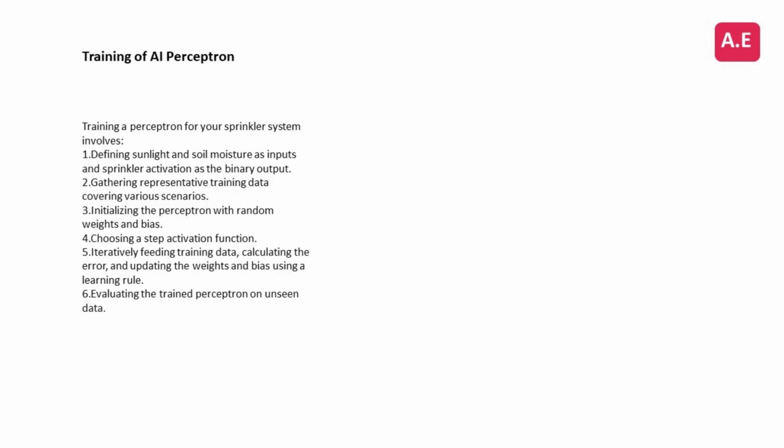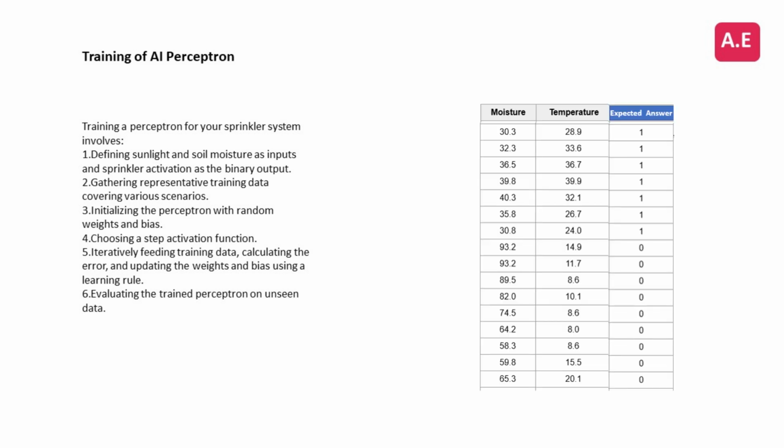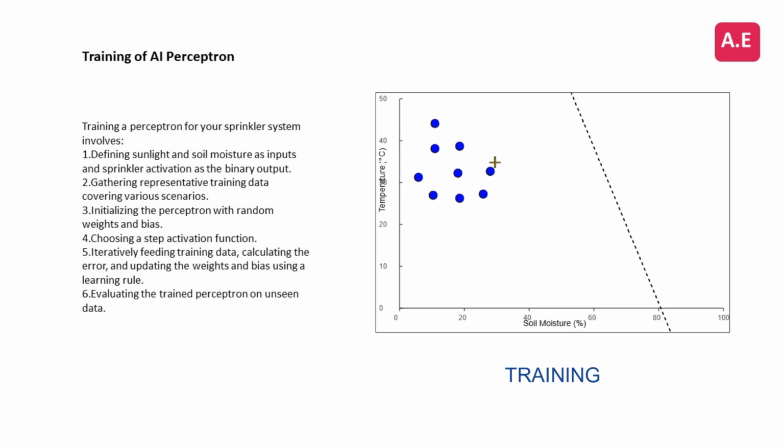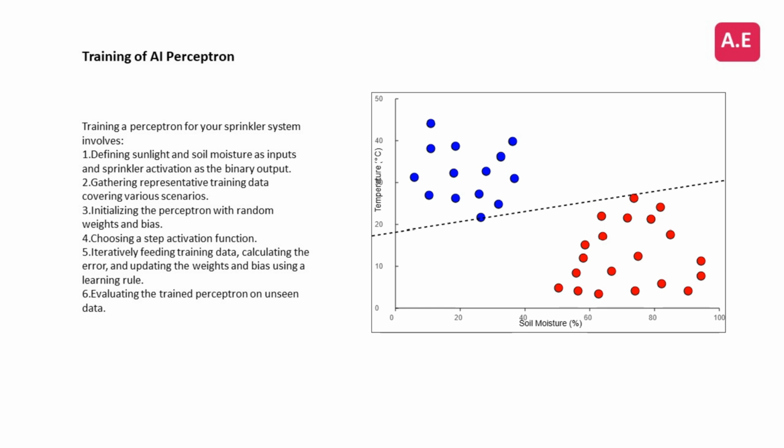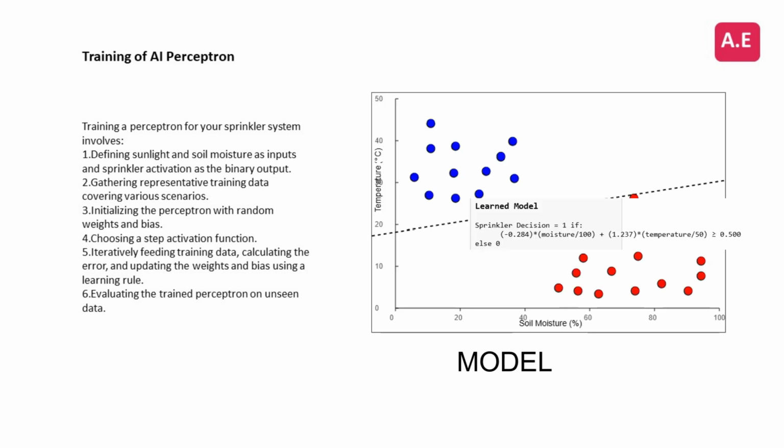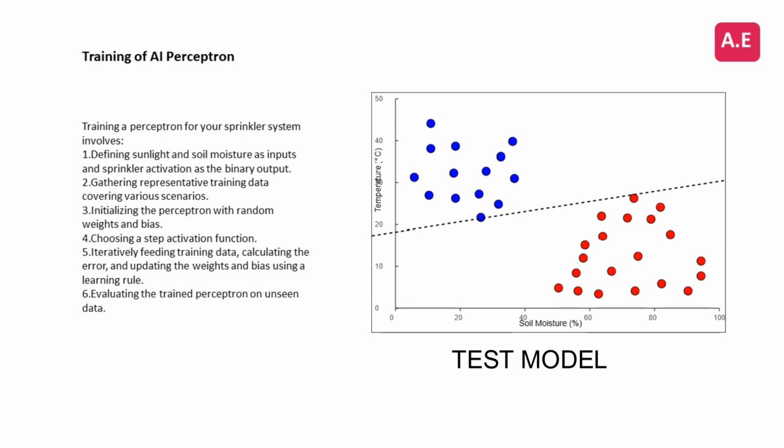Training a perceptron for your sprinkler system involves: 1. Defining sunlight and soil moisture as inputs and sprinkler activation as the binary output. 2. Gathering representative training data, covering various scenarios. 3. Initializing the perceptron with random weights and bias. 4. Choosing a step activation function. 5. Iteratively feeding training data, calculating the error, and updating the weights and bias using a learning rule. 6. Evaluating the trained perceptron on unseen data.